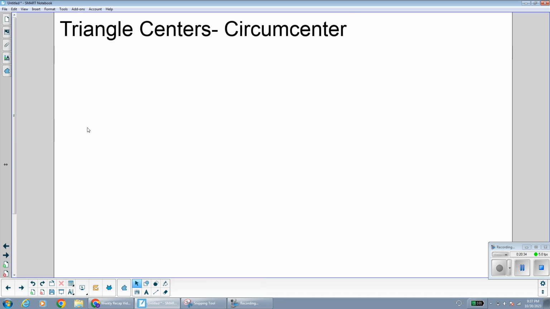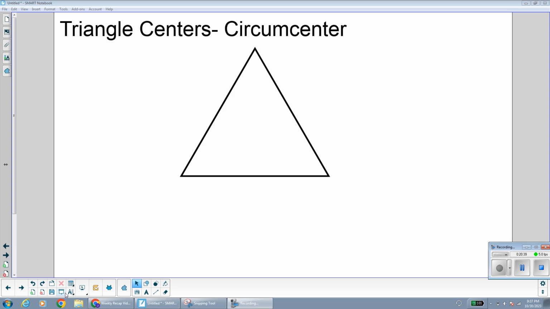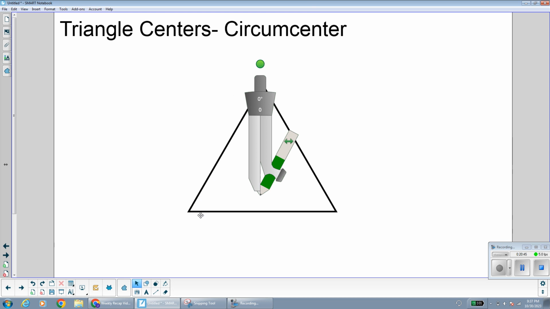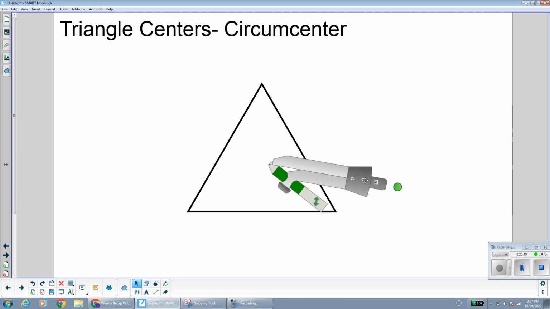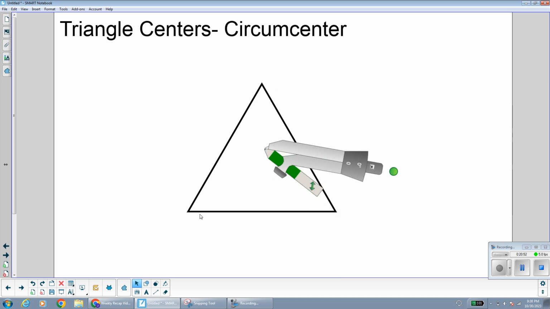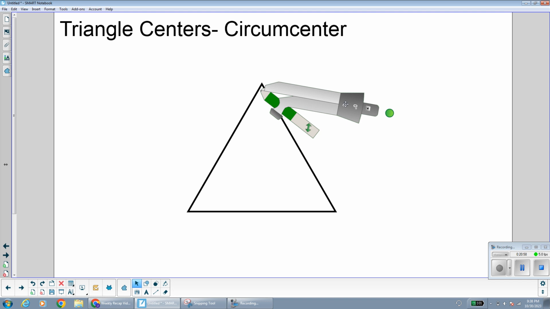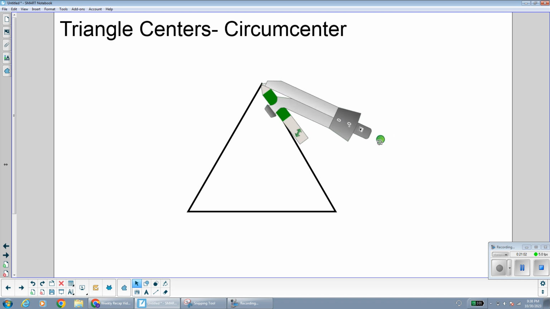Okay, now we're going to make the circumcenter of a triangle. I'm going to use this acute triangle. Now the circumcenter is where the perpendicular bisectors of a triangle meet. So I'm going to do this side first. So I'm going to put my compass on here and here to make the perpendicular bisector on the endpoints of the side.